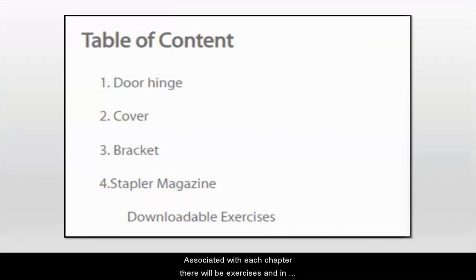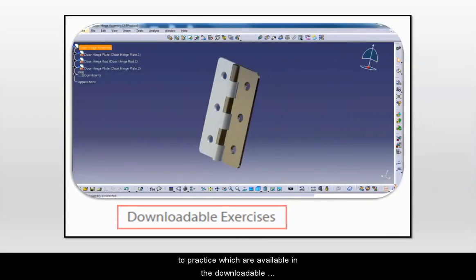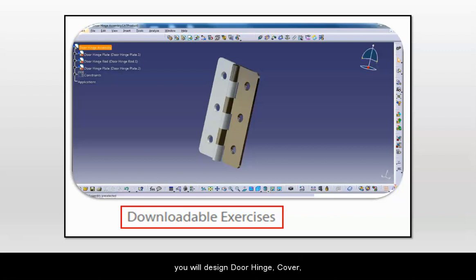Associated with each chapter, there will be exercises, and in this course, there are 4 exercises for you to practice which are available in the downloadable exercises. As part of the course, you will design door hinge, cover, bracket, stapler magazine, and hinge bracket. You can download these exercises and practice repeatedly so that you will be able to get hands-on experience in CATIA V5 sheet metal and reinforce what you have learned in this course.